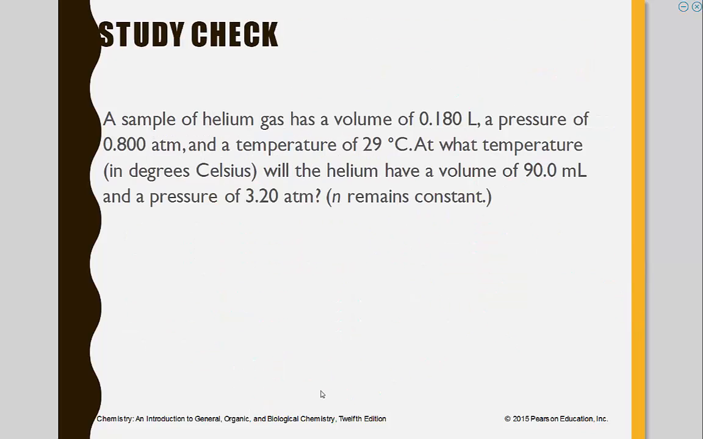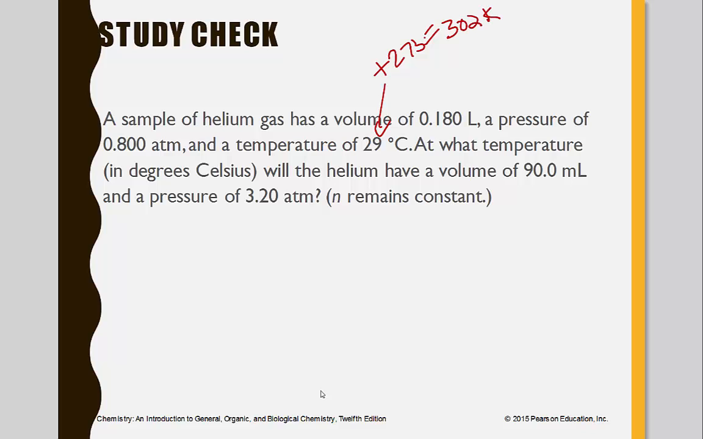Let's try this again. This one's a little bit more difficult because you have to be careful of the units. All right, a sample of helium gas has a volume of 0.180 liters, a pressure of 0.80 atmospheres, and a temperature of 29 degrees Celsius. Let's immediately change that 29 degrees to kelvins by adding 273. Let's just get that out of the way right now. That comes out to be 302 kelvins.